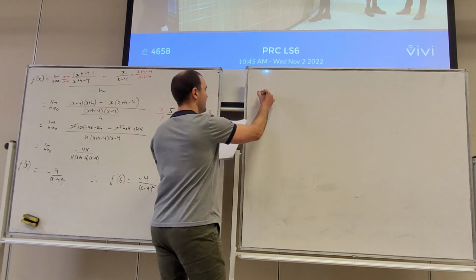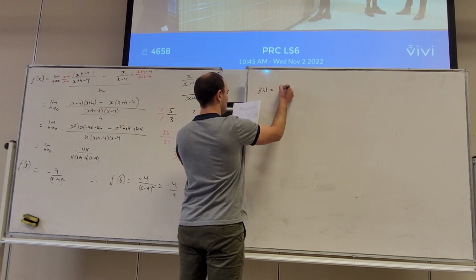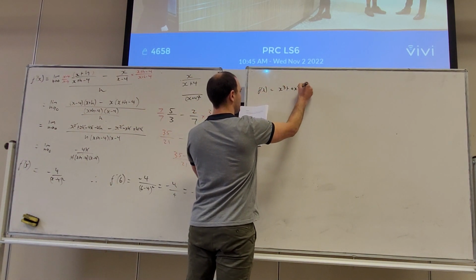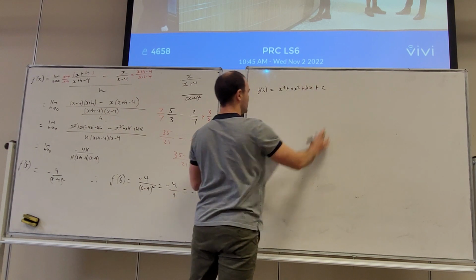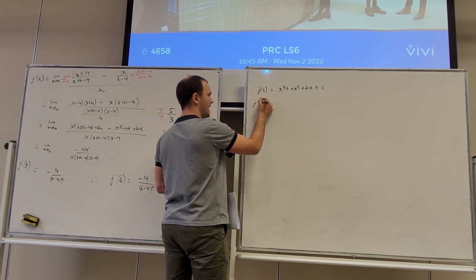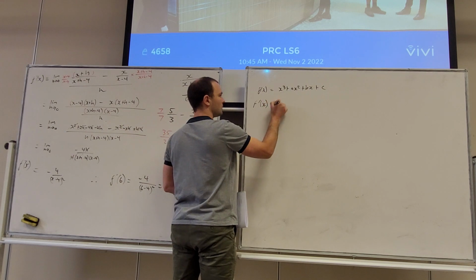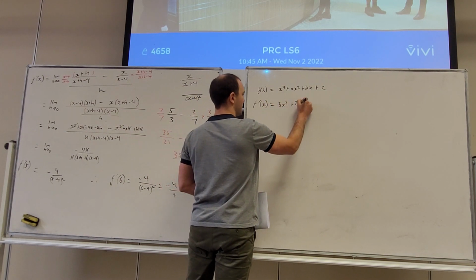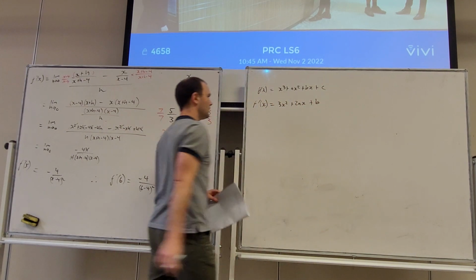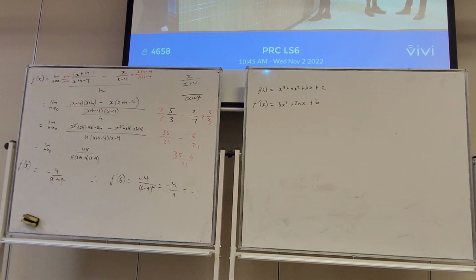We've got f of x is x to the 3 plus ax squared plus bx plus c. We're just going to differentiate that. We treat a, b and c as numbers. 3x squared plus 2ax plus b. That's the derivative function.